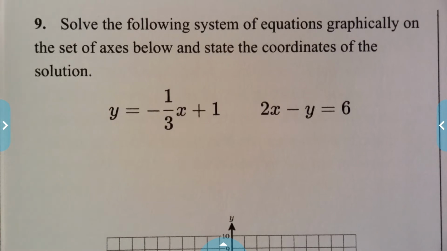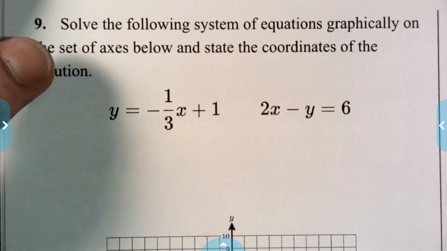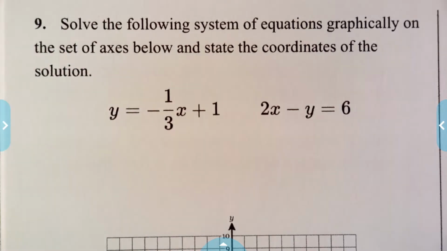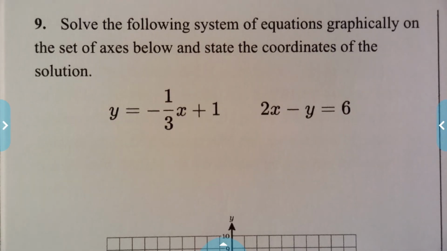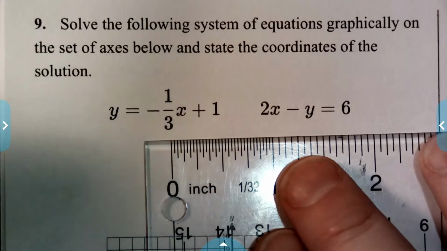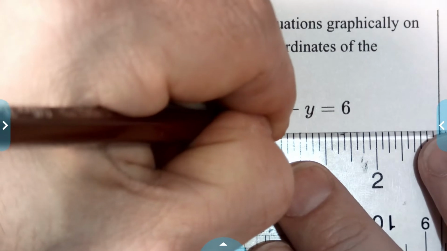Okay, so here we are with another problem where we're going to solve by graphing, but the only difference is the second equation is in standard form. We need to put it in slope-intercept form first. So we just have to do a little bit of manipulation here. Subtract 2x from both sides.